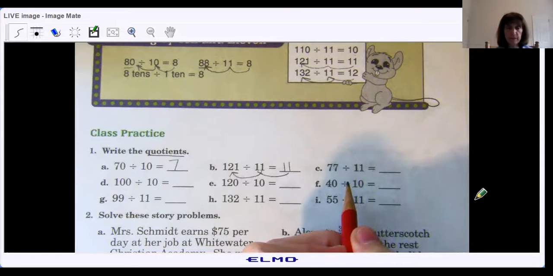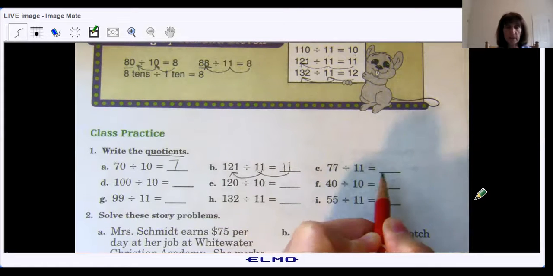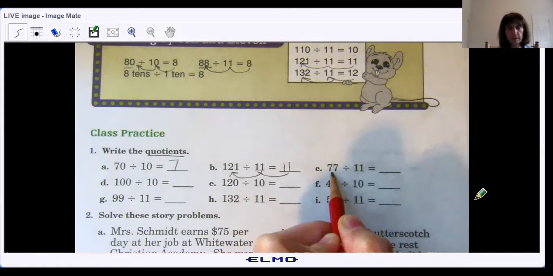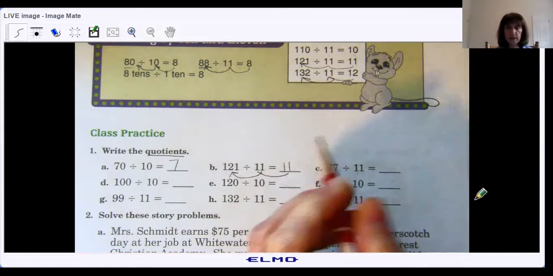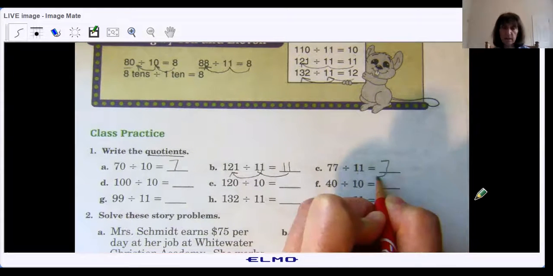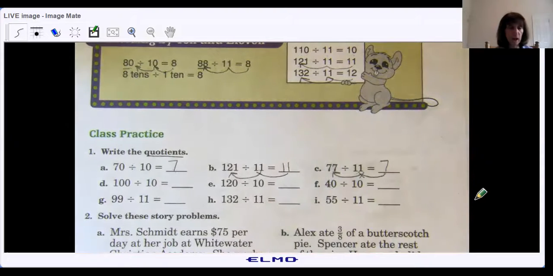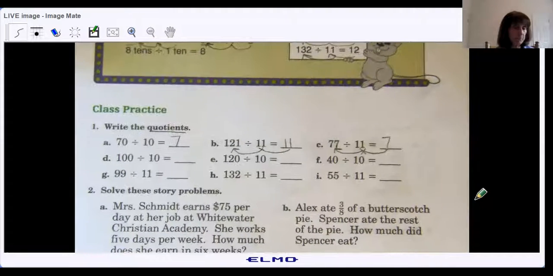All right, 77 divided by 11. What number times 11 is going to give you 77? And the answer is 7. 7 times 11 equals 77. All right, good job. Let's look at D.